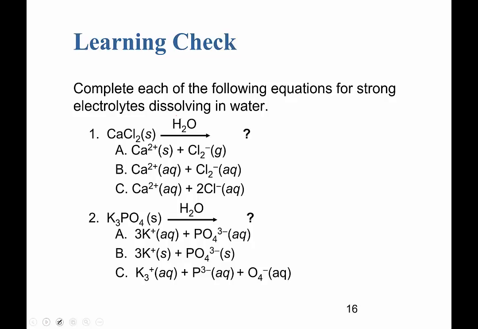All right, so we have to complete each of the following for strong electrolytes. So CaCl2 solid, if it's a strong electrolyte, it's completely going to dissolve in solution into ions. So here I have calcium plus 2, and I have 2 chlorine minus 1, and they're both aqueous. In the second case, I'm going to have 3 potassiums and 1 phosphate, where they are both aqueous.